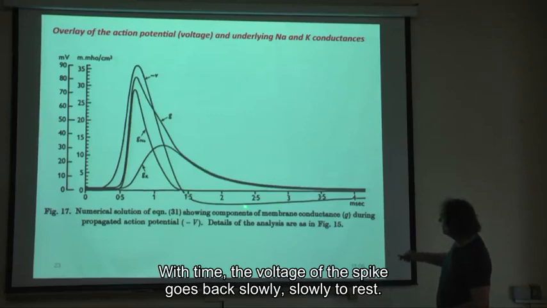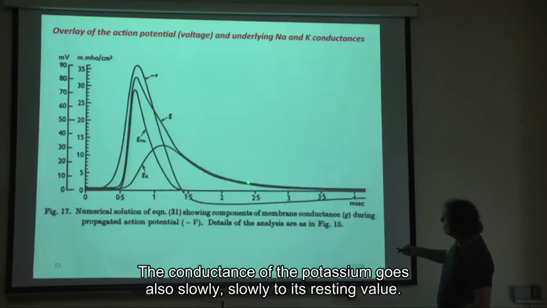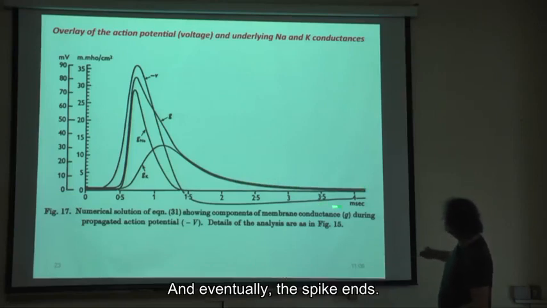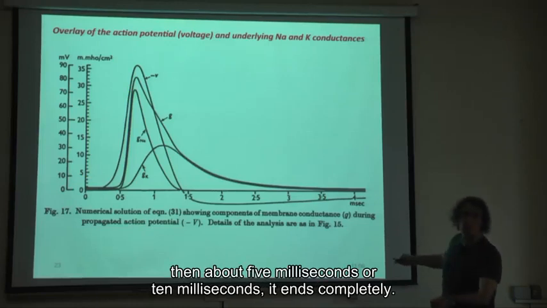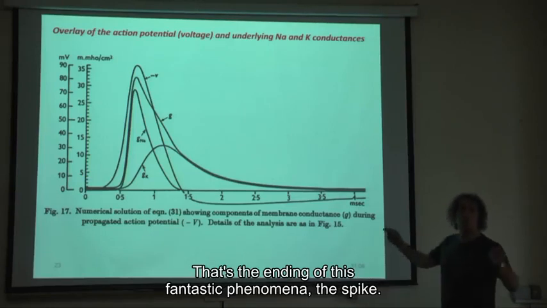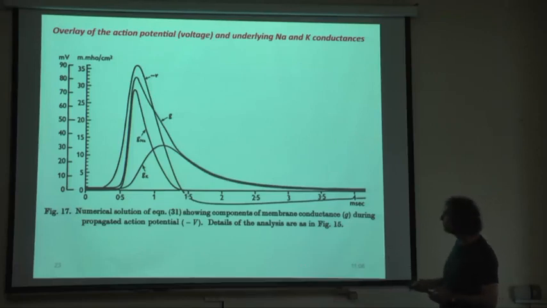With time, the voltage of the spike goes back slowly to rest. The conductances of the sodium and of the potassium also go slowly to their resting values, and eventually the spike ends. So the spike starts, has a hyperpolarized undershoot, and after about 5 or 10 milliseconds, it ends completely. That's the ending of this fantastic phenomenon, the spike.